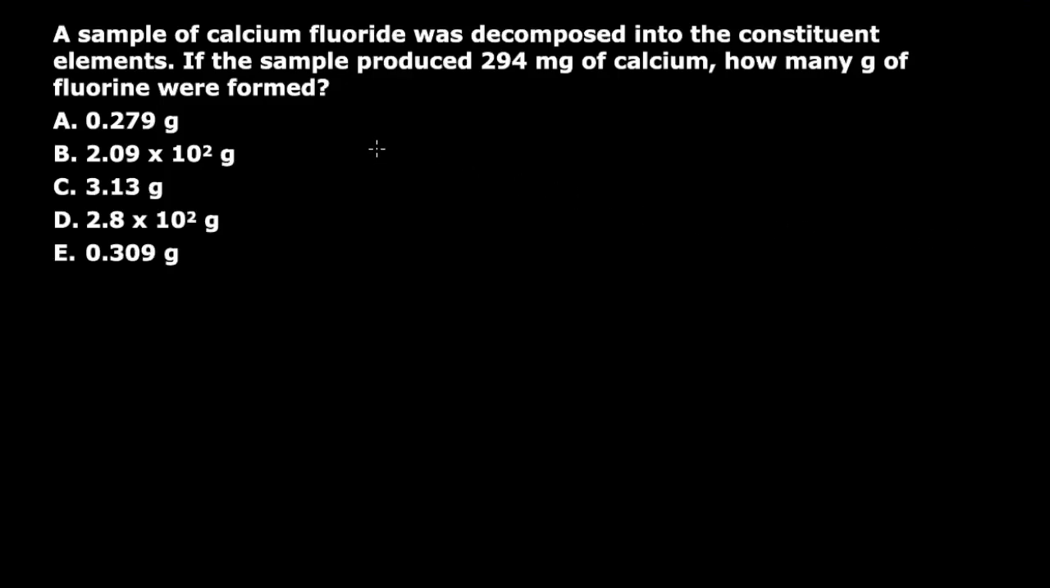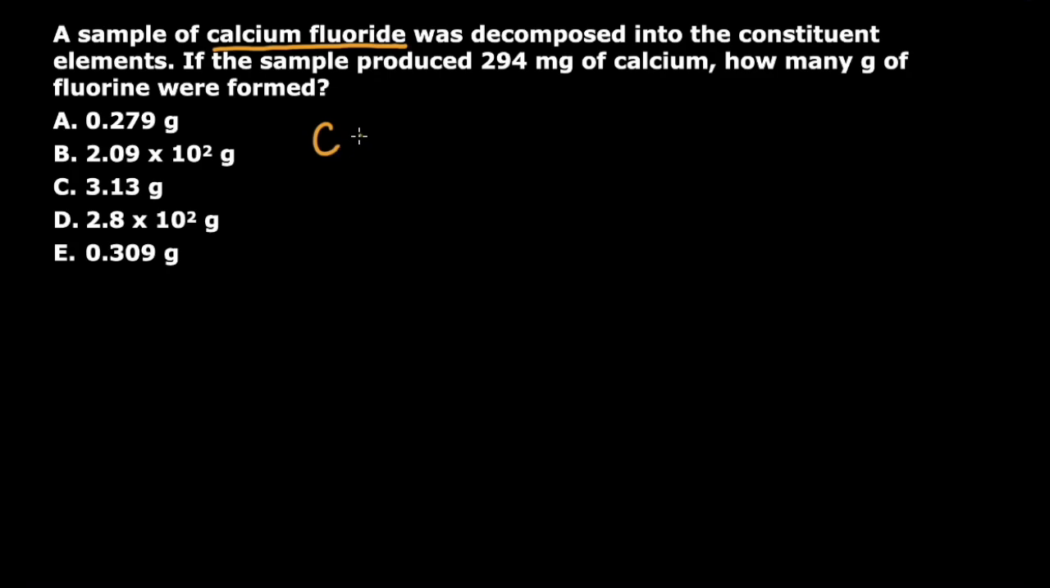Now in this question, we have a sample of calcium fluoride and it's going to decompose into its constituent elements. And if the sample produces 294 milligrams of calcium, we want to know how many grams of fluoride are also going to be produced. And so what we need to do is write out the chemical formula of calcium fluoride. And calcium fluoride is an ionic compound and it's going to look like this.